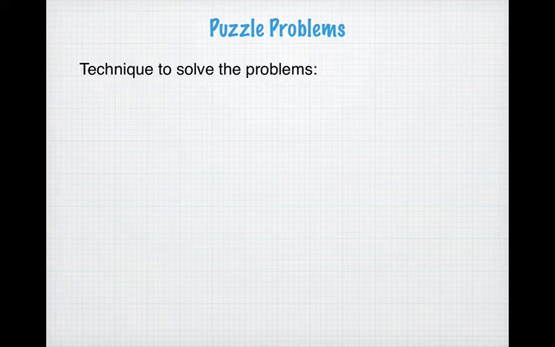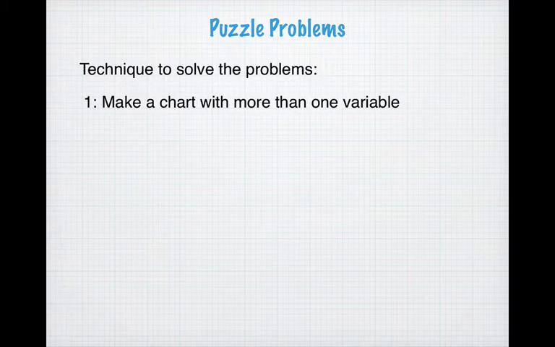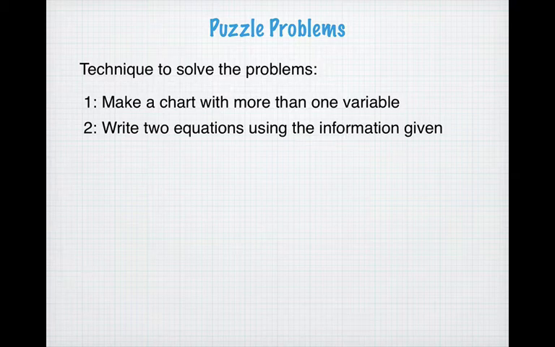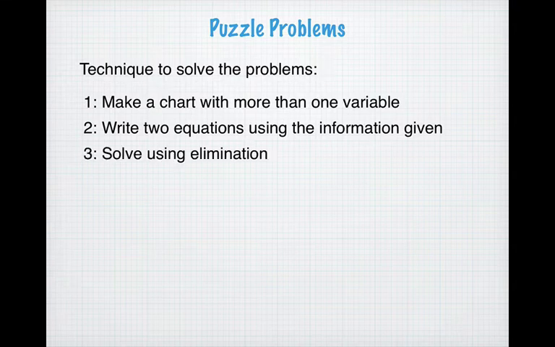So we have a technique that is used to solve these problems. And here are the 3 steps. Number 1, you will make a chart with more than one variable. Number 2, you're going to write 2 equations using the given information. And then we're going to solve using elimination. So go ahead and pause this video now. If you need more time, I'm going to move on.